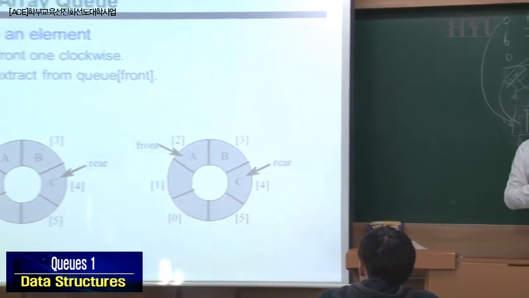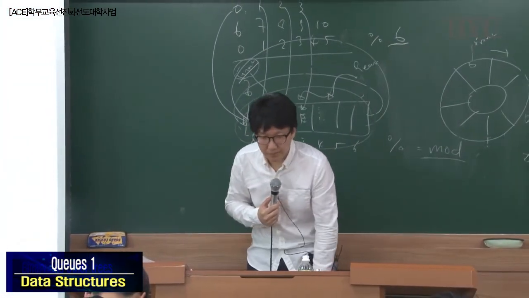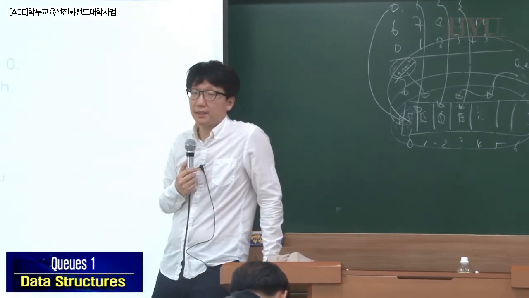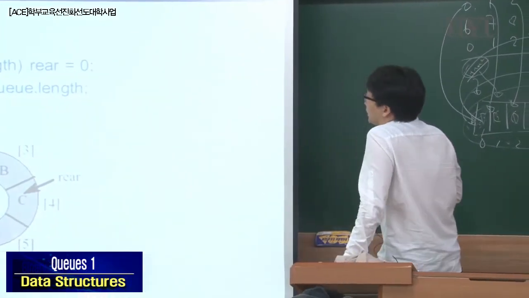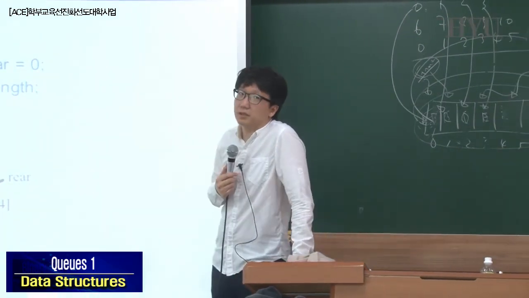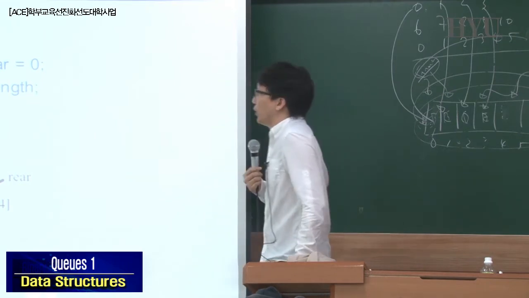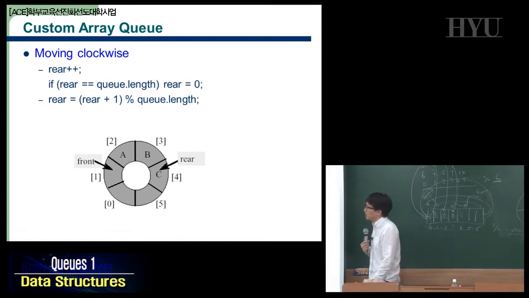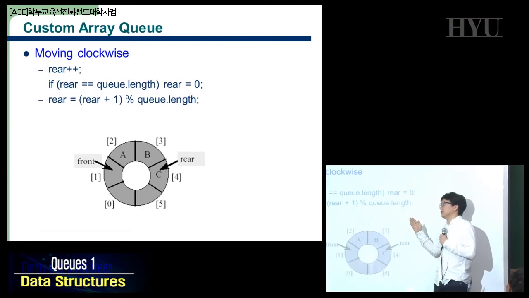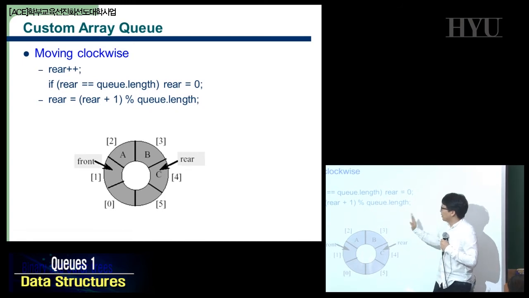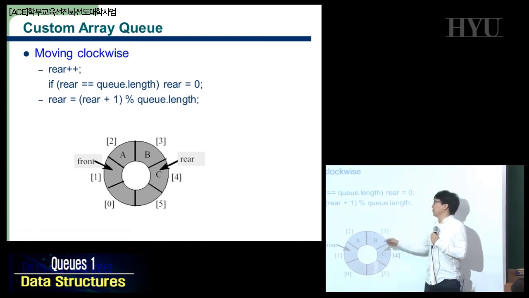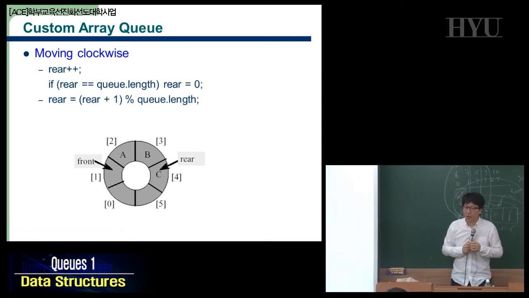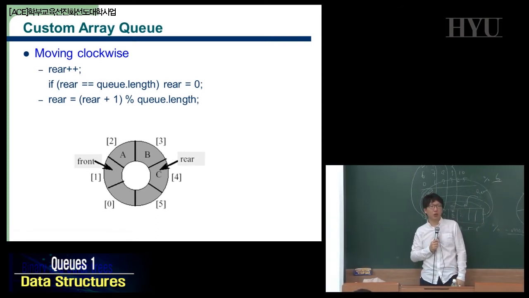At the same time, rear is not moving. We're just removing an element. Moving clockwise means you just add one to rear, rear plus plus. If the rear value is equal to the Q length, for example 5, rear value 5, then rear is 0. Rear should be rear plus 1 modulo Q length. I just plug in the numbers. If the rear value is the same as the total size of the Q, you should put that as 0. And the rear value will be rear plus 1 modulo Q length. Those two are the same. Again, that idea: keep going around, modulo.